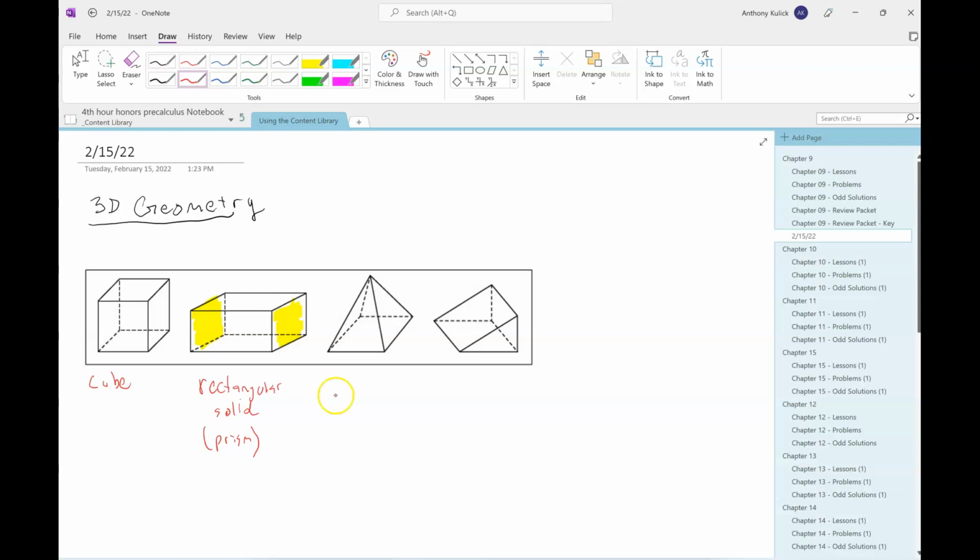Pyramid. Should we be a little bit more specific than that? Yeah, so we'd call this a square pyramid because the base of that pyramid is a square. You could have other shapes on the base and still be a pyramid. So what's the thing about a pyramid other than the base? Is that all the faces are triangular, right?